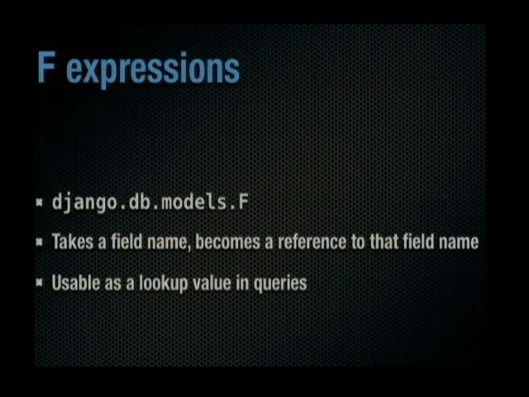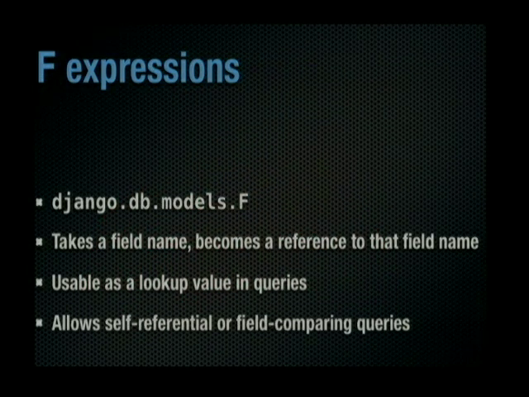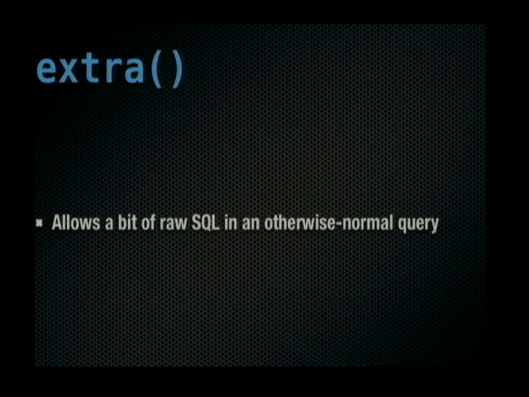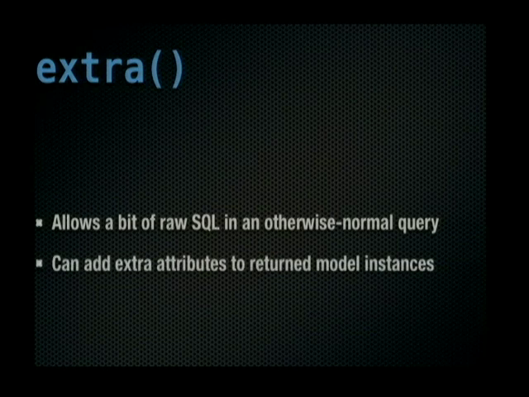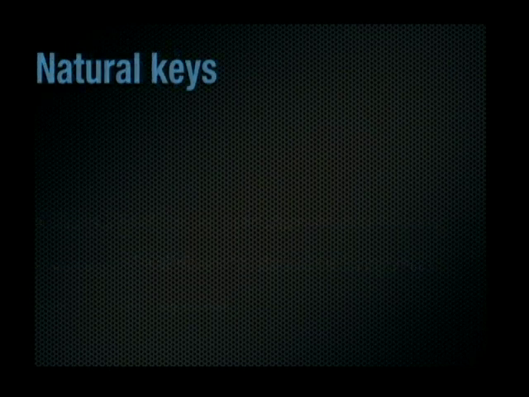The other special expression type is F expressions. Who's used one of these? These are my favorites. I love F expressions. This is django.db.models.f. All it does is take a field name and become a reference to a field name. It is usable as a lookup value in a query, and this is how you write self-referential or field comparing queries in Django. If you have, say, a model that has two numeric fields on it, we'll call them A and B, and you want to know how many instances have A as a lower value than B, you can basically stuff B into an F expression and be able to write that query. This lets you refer to a model field when you're writing an ORM query. Really handy thing. There is the extra method, which we talked about earlier. Lets you stick a little bit of raw SQL in the query, and lets you return some extra attributes on the instances you get back. It's only occasionally useful, not all the time.